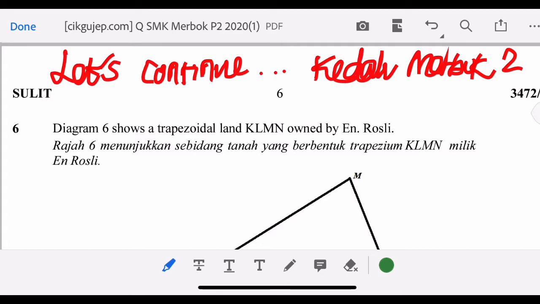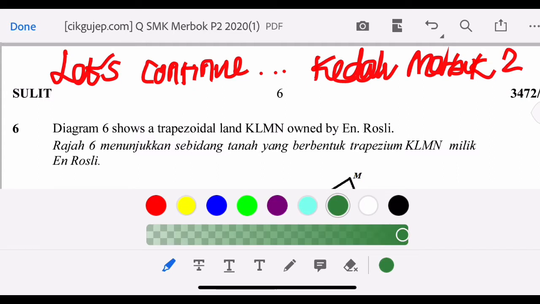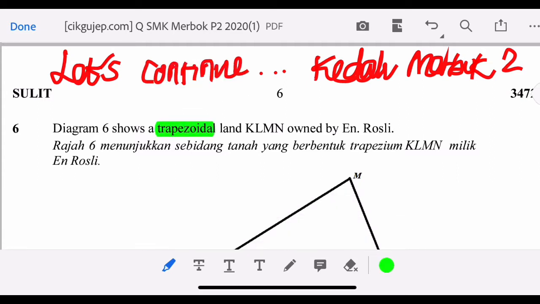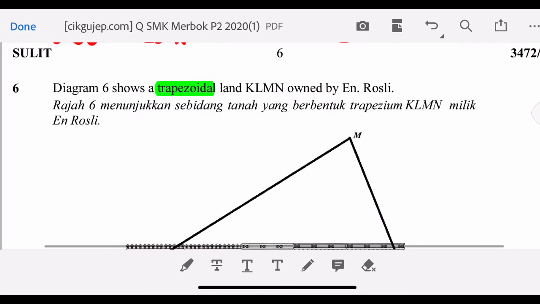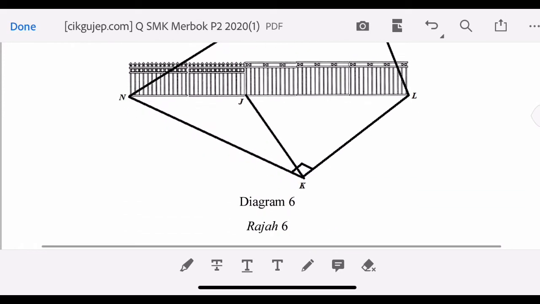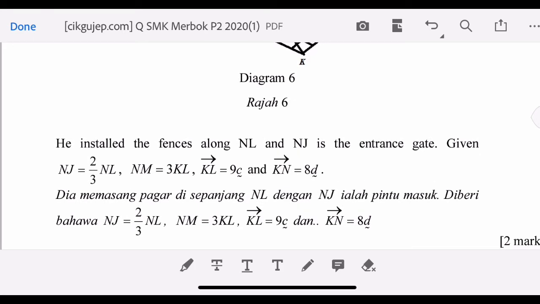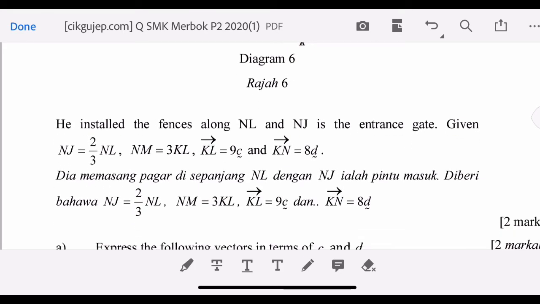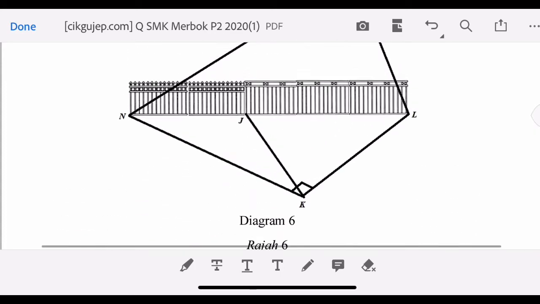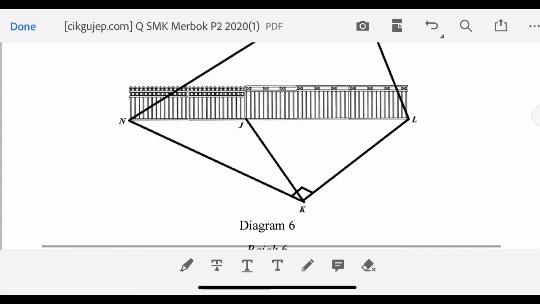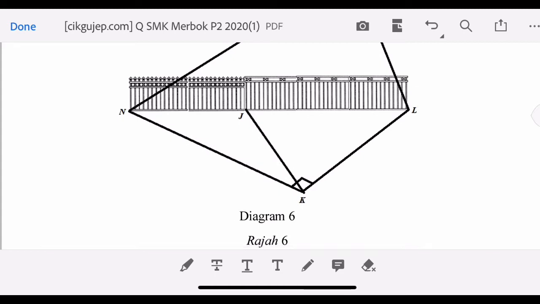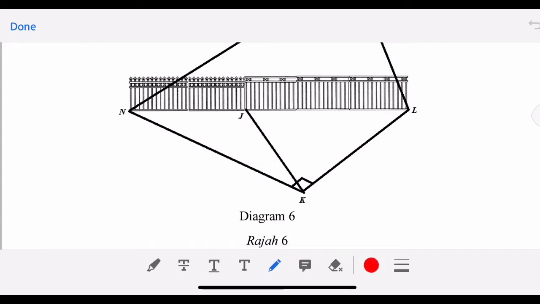Before we start, we actually use a highlighter or maybe a different color pen, right, so that you can work on the diagram. In order to do well in vectors, you need to be very careful. Okay, let's study the diagram. You have NJL, right? You have KL, right? So there are points on the diagram.